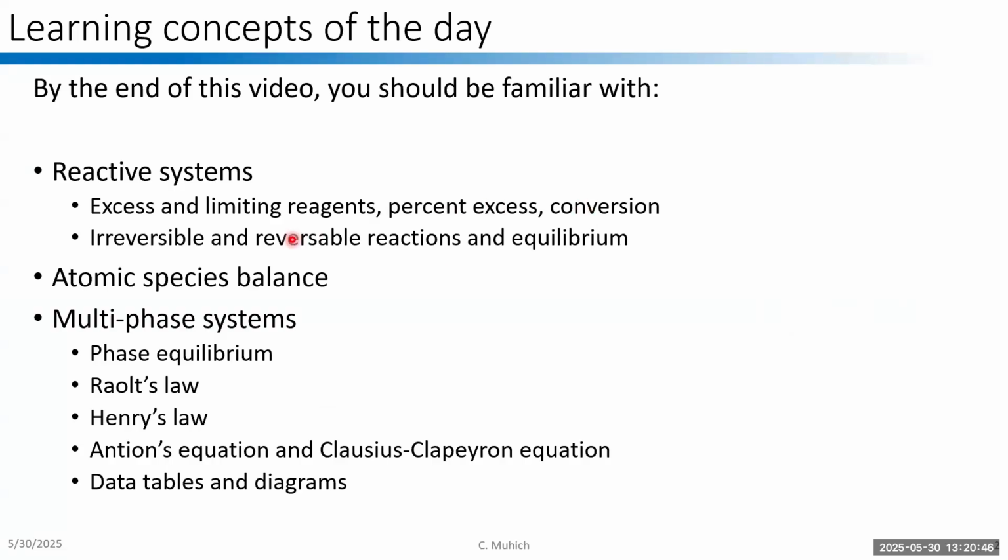and conversion, and then using irreversible and reversible reactions in equilibria and then incorporating both of these concepts into your mass balances. We'll then talk about atomic species balances and multi-phase systems. Within there, we'll sort of review phase equilibrium. We'll talk about Raoult's law, Henry's law, Anton's equation, the Clausius-Clapeyron equation, and diagrams for obtaining phase equilibria. And then I'll show you an example of how we can incorporate these into our mass balances.